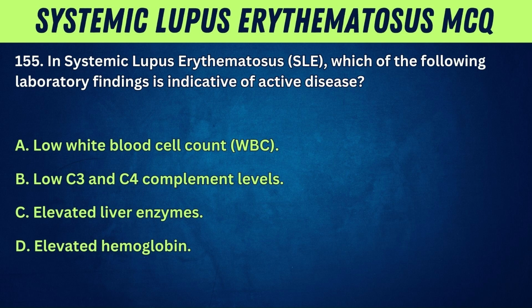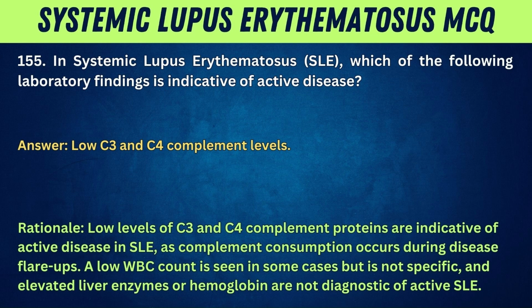155. In systemic lupus erythematosus, SLE, which of the following laboratory findings is indicative of active disease? A. Low white blood cell count, WBC. B. Low C3 and C4 complement levels. C. Elevated liver enzymes. D. Elevated hemoglobin. Answer: low C3 and C4 complement levels.